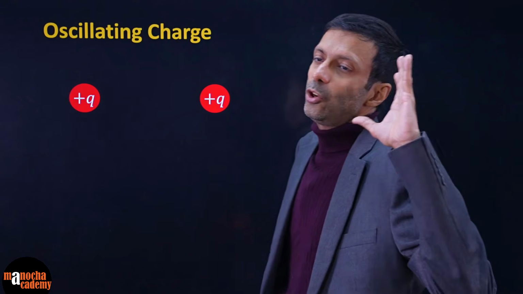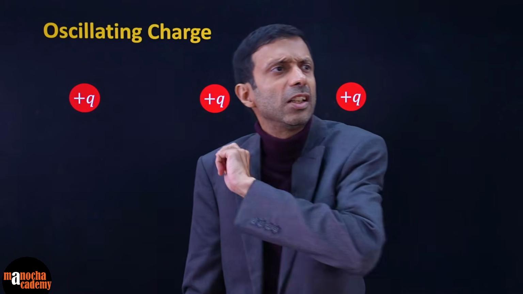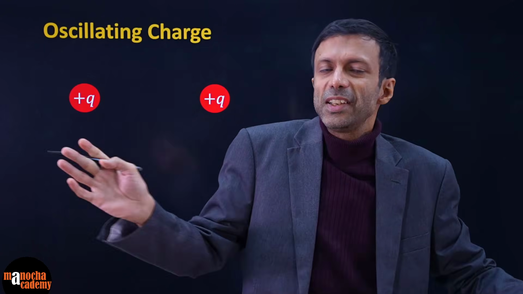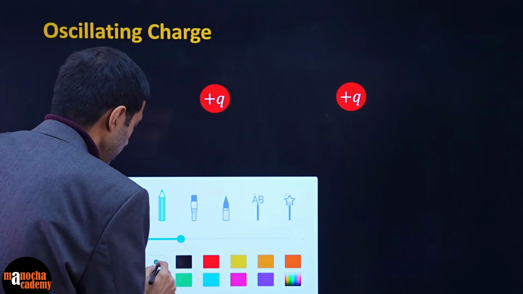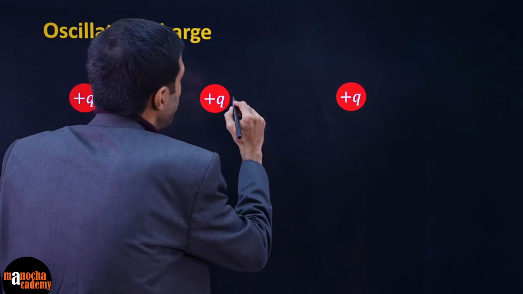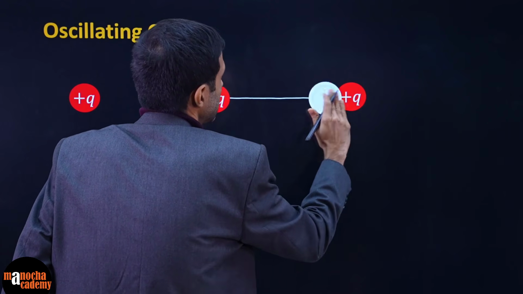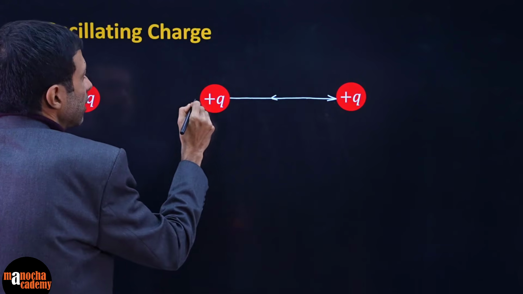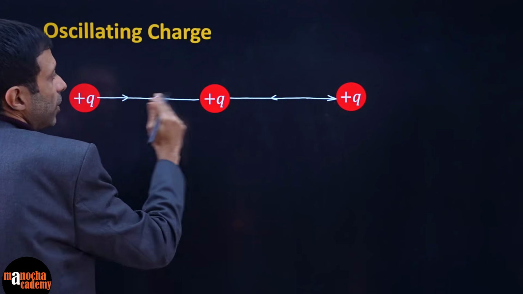Now the easiest way to get a charge in acceleration is to oscillate the charge. Rather than just making it move in some random direction and then running after it, you just oscillate the charge. So why oscillation? Think about it. If this is the center position, the mean position, and I make the charge move in this kind of oscillatory motion, then back, then again here, and then back to the mean position.